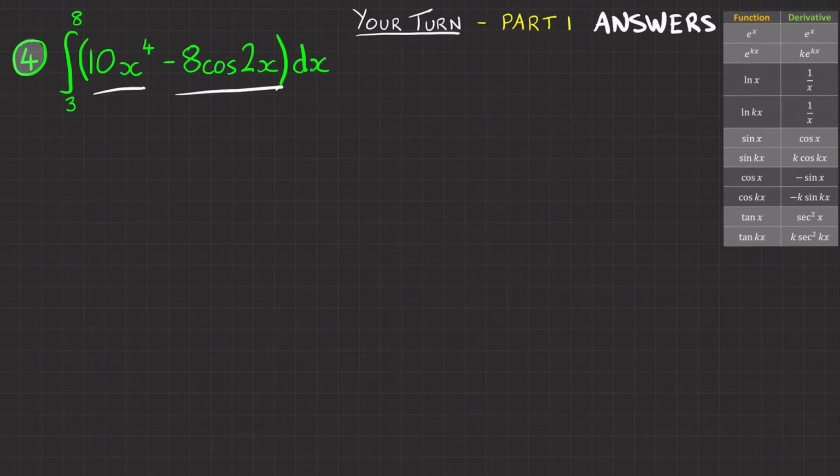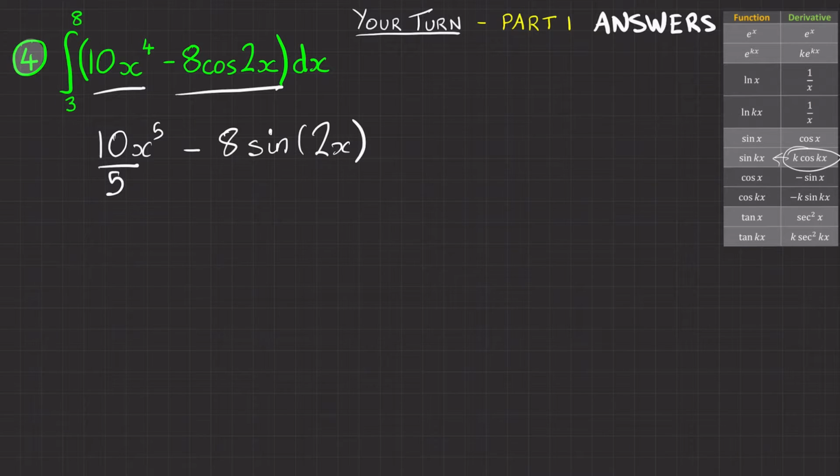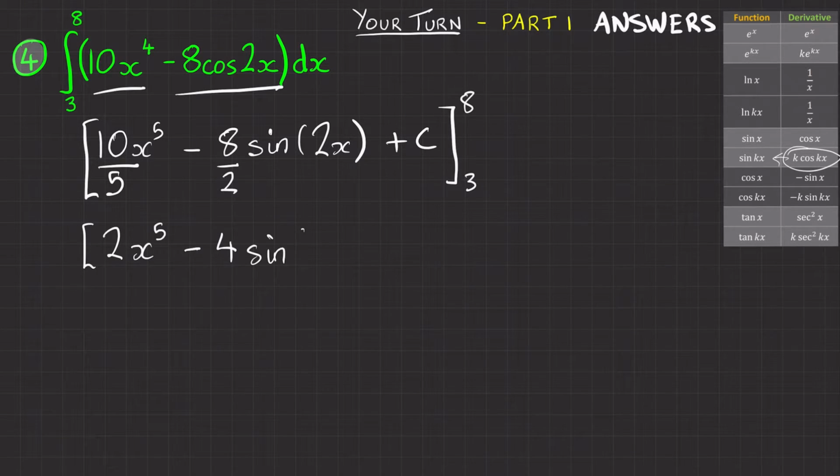This one, we've got the two terms. If we integrate 10x to the 4, we'll have 10x to the 5 over 5 minus 8. Well, cos 2x, we've got k cos kx, that will integrate to a sine of the same sign, as in plus will stay plus, minus will stay minus, so 8 sine 2x, and then divided by the coefficient of x inside the sine function. So we're dividing by 2, and then plus c, all bounded by the points 3 and 8. Tidy this up a bit. Bounded by the points 3 and 8.